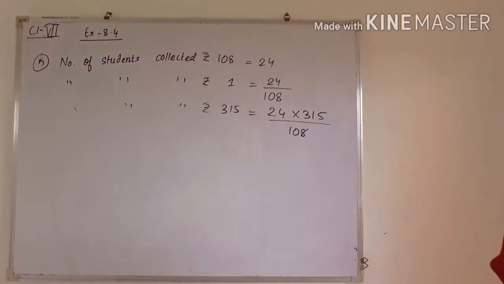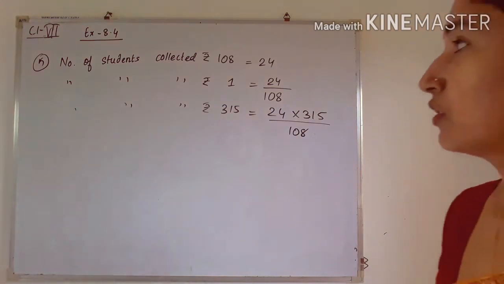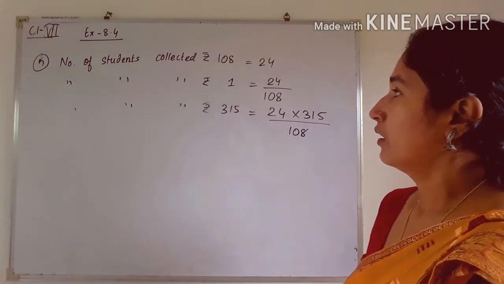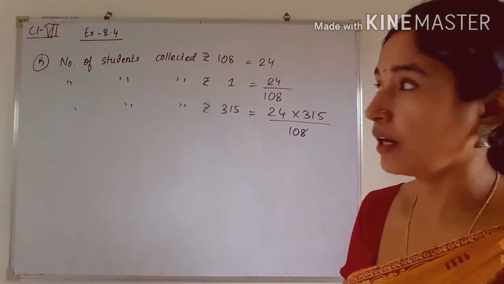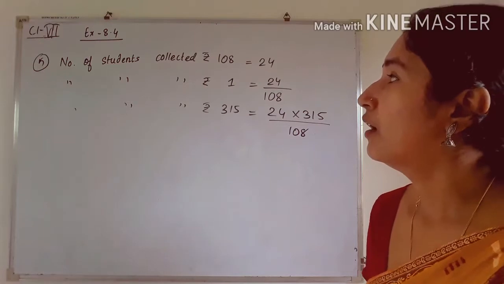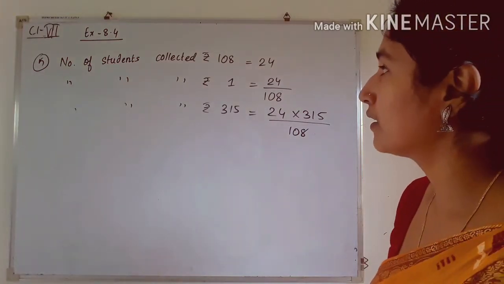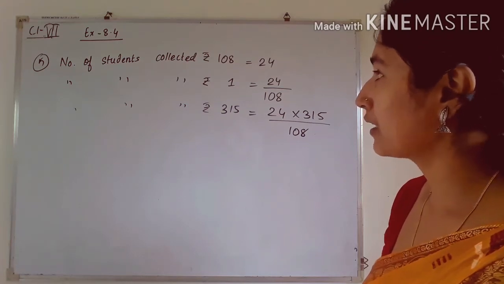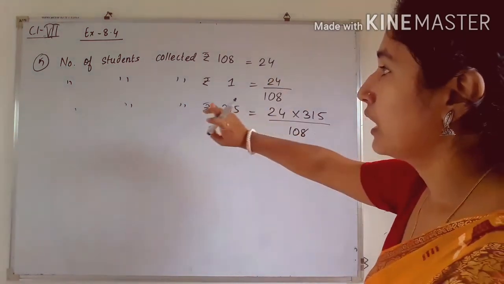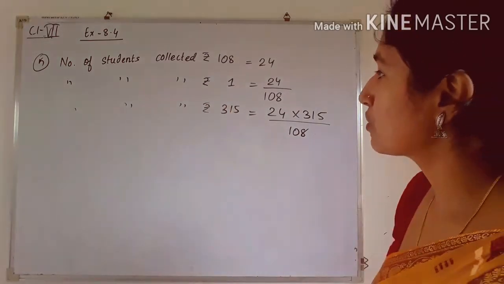Next is question number 5. 24 students collected rupees 108 by buying a raffle ticket each. That means each student is collecting an amount of money by buying a raffle ticket. So the number of students collected rupees 108. 108 is collected by how many students? Yes, 24.